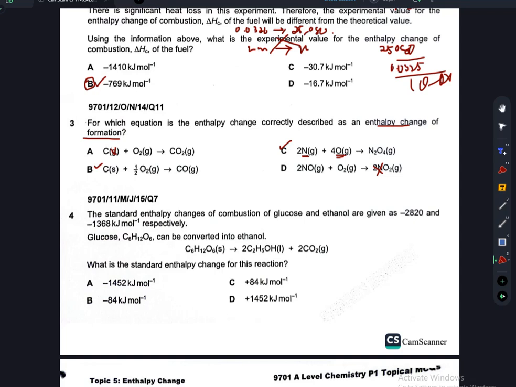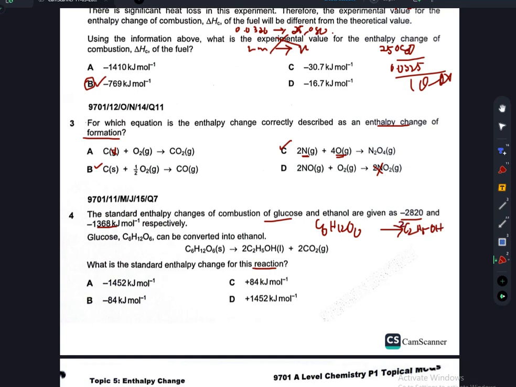Anyways, question number 4. The standard enthalpy changes of combustion of glucose and ethanol are given as -2820 and -1368 kilojoule per mole respectively. What is the standard enthalpy change for this reaction? Again, you have to apply Hess's law. We know that both glucose and ethanol upon combustion would yield carbon dioxide and water. So first of all, you draw this diagram: C6H12O6, and this would give us C2H5OH.